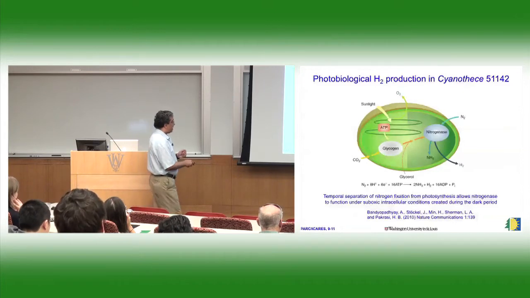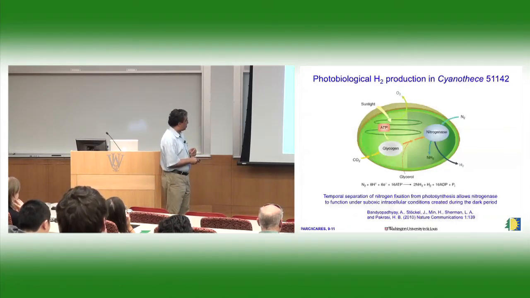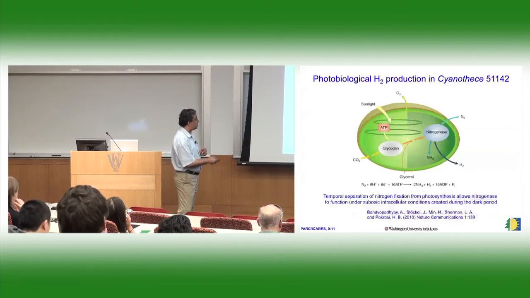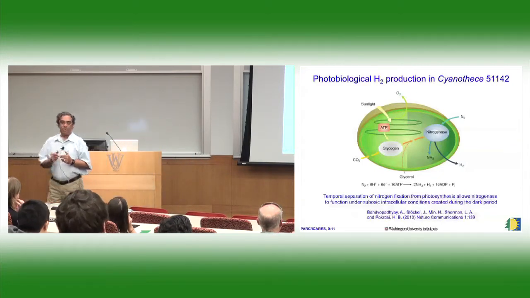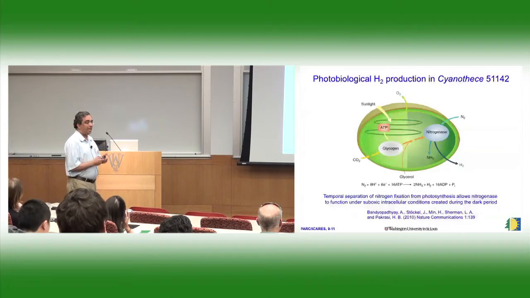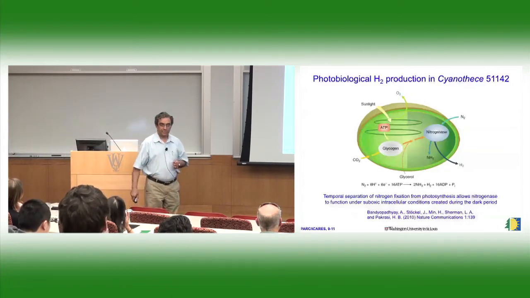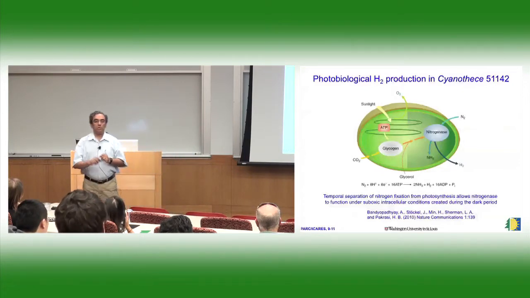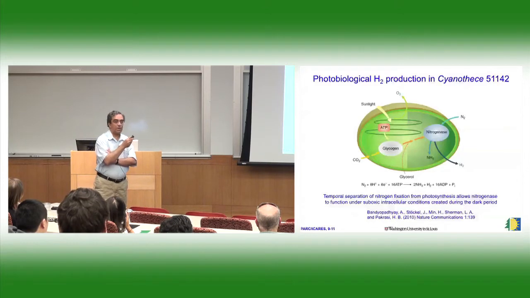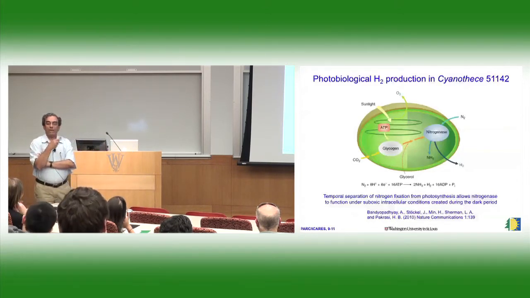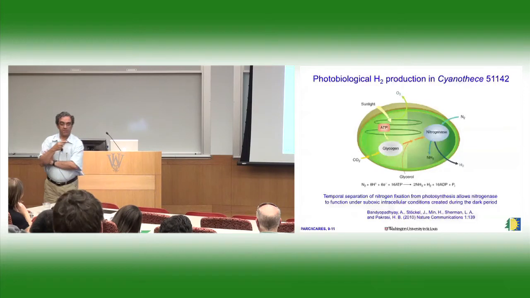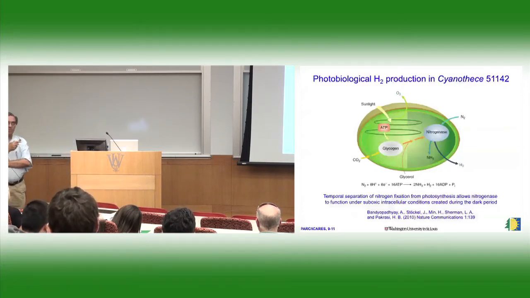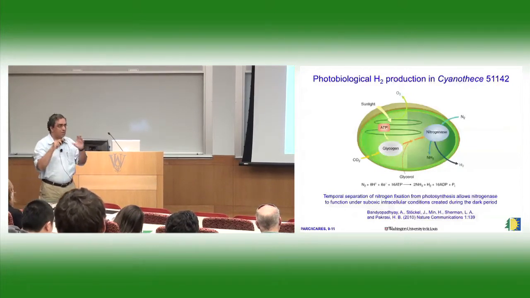Okay, here's a statement that I made, and I want to dwell on this a little bit more. Temporal separation of nitrogen fixation from photosynthesis allows nitrogenase to function under suboxic intracellular conditions created during the dark period. What does that very long sentence mean? One of the problems that one faces in using algae is that algae makes oxygen, right? Why is that a problem? Because most of the processes that we usually deal with, the most important one is making beer, of course, is fermentation. And that's a process that requires absence of oxygen. Fermentative processes are the ones that do not like to have oxygen around. So they take place under anoxic condition or low oxygen tension condition.